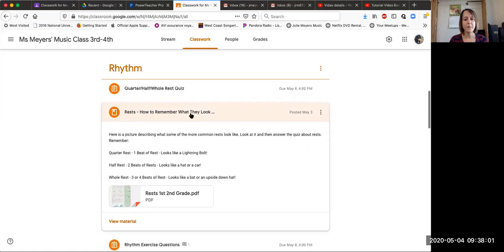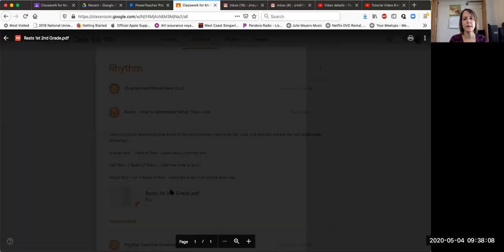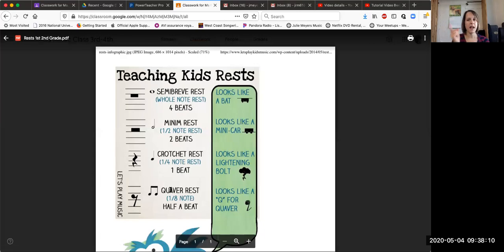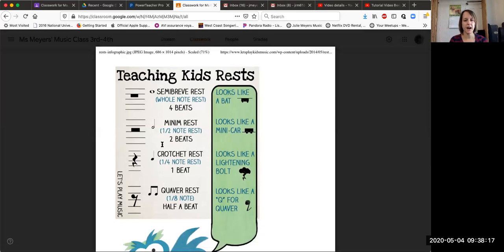Remember how to remember what they look like and how many beats they get. So this is 1st and 2nd grade, but this is a really good picture to help you remember anyway what these are and look like. So don't worry about the fancy words at the top. You don't need to know that.